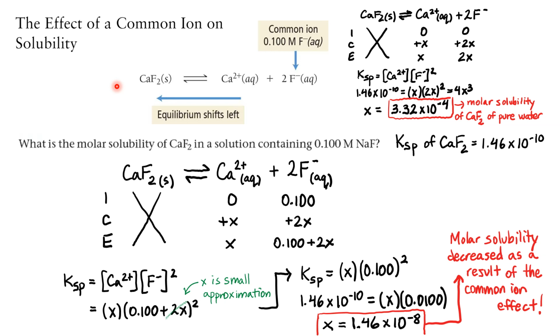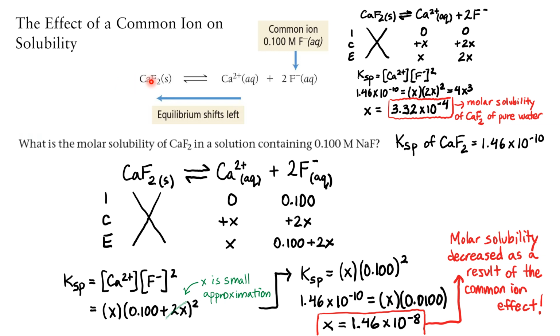So we get the common ion effect. The common ion effect: the effect of a common ion on solubility. So how does that influence the solubility? And what does a common ion even mean? We talked about this before.